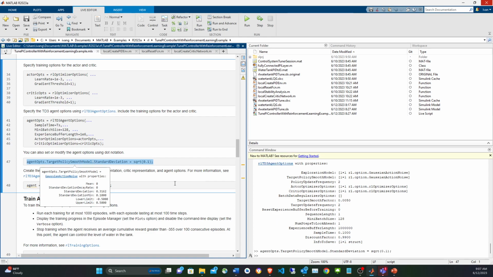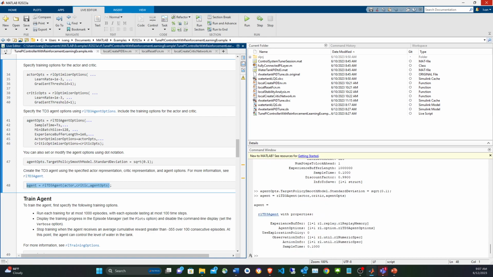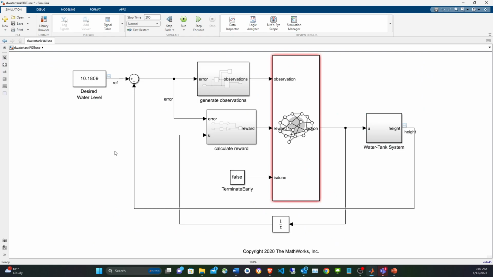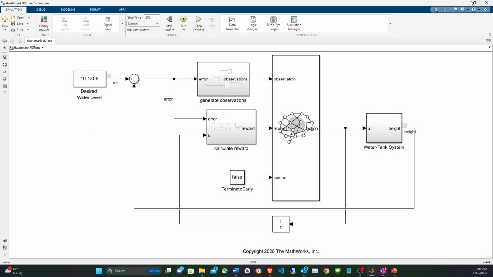So we now have the options. We have the actor, we have both critics in an array, and the TD3 agent options that we just created. And now we have our agent, and if you go back to the model, now it should not be red. Yeah, it isn't, because we created our agent.